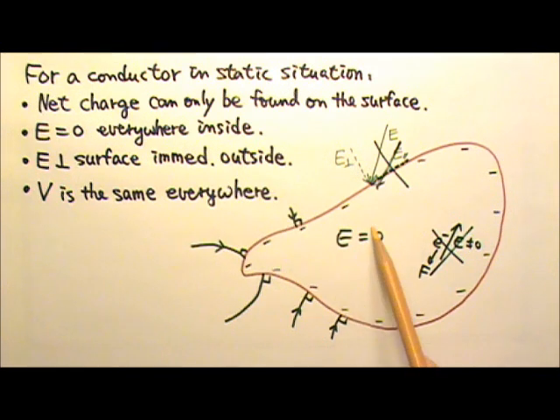Since there is no electric field inside the conductor, there are no electric field lines inside. So the potential does not change when we move from the surface to the inside. Therefore, the electric potential is the same everywhere, on the surface and inside of the conductor.